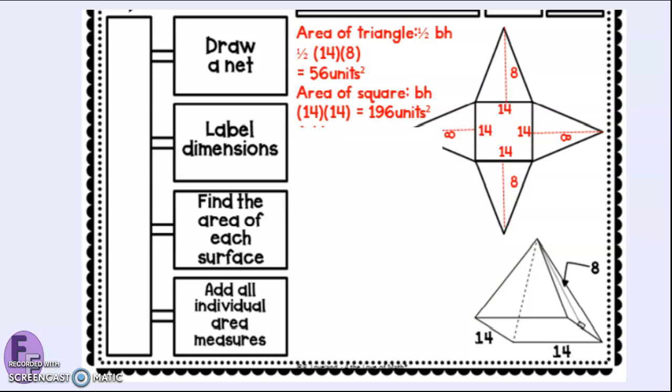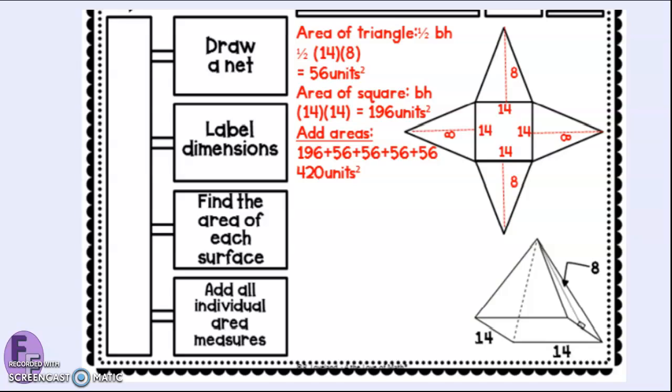Then we have to add all of the faces together. We're going to add 56 4 times because there are 4 triangles, and 196 1 time. 196 plus 56 plus 56 plus 56 plus 56 gives us 420 units squared for the total surface area of the square pyramid.